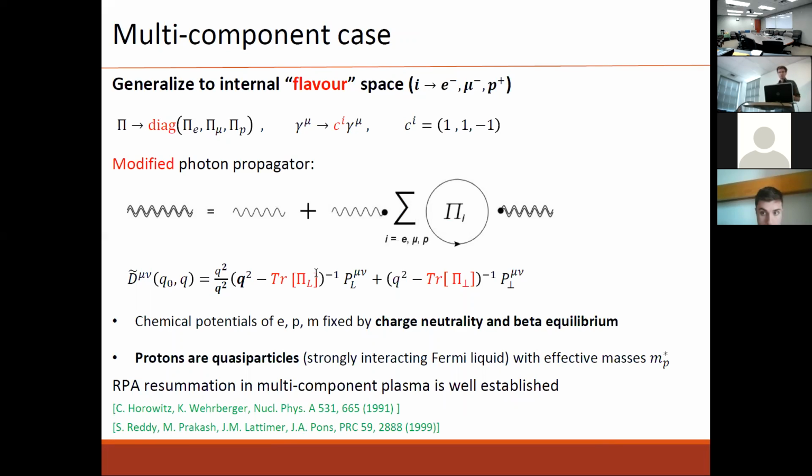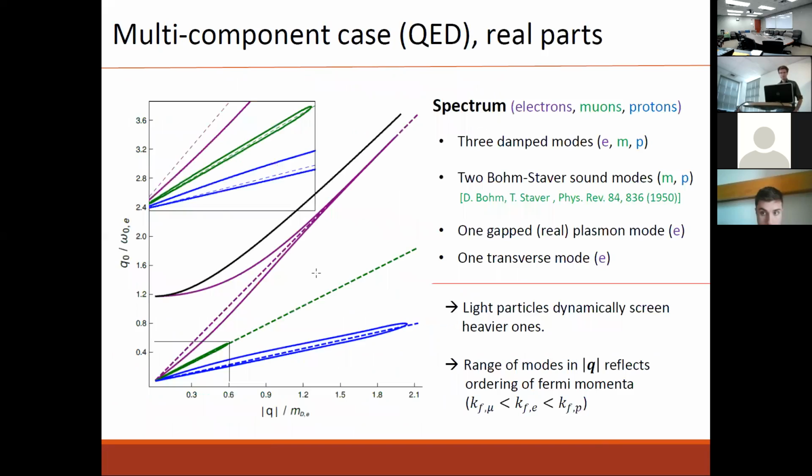Also, I have to take into account that protons in dense matter are actually not bare protons. They're strongly interacting particles, so they will acquire an effective mass. So the whole technology to do an RPA resummation, if the plasma consists of multiple components, is actually very well established. And I'm going to apply it in the following.